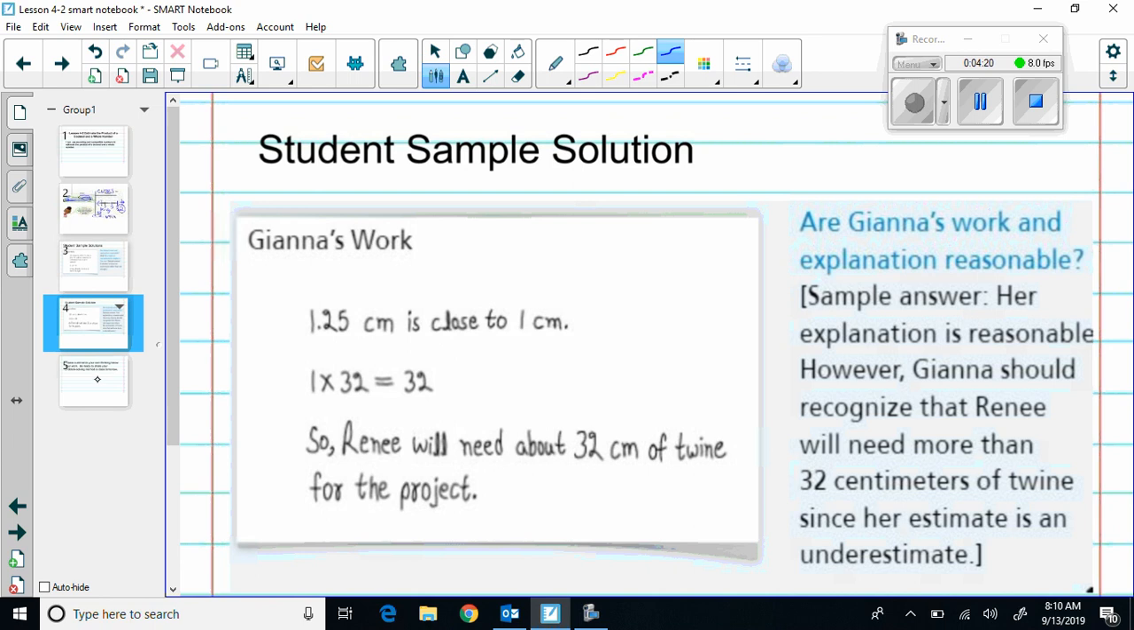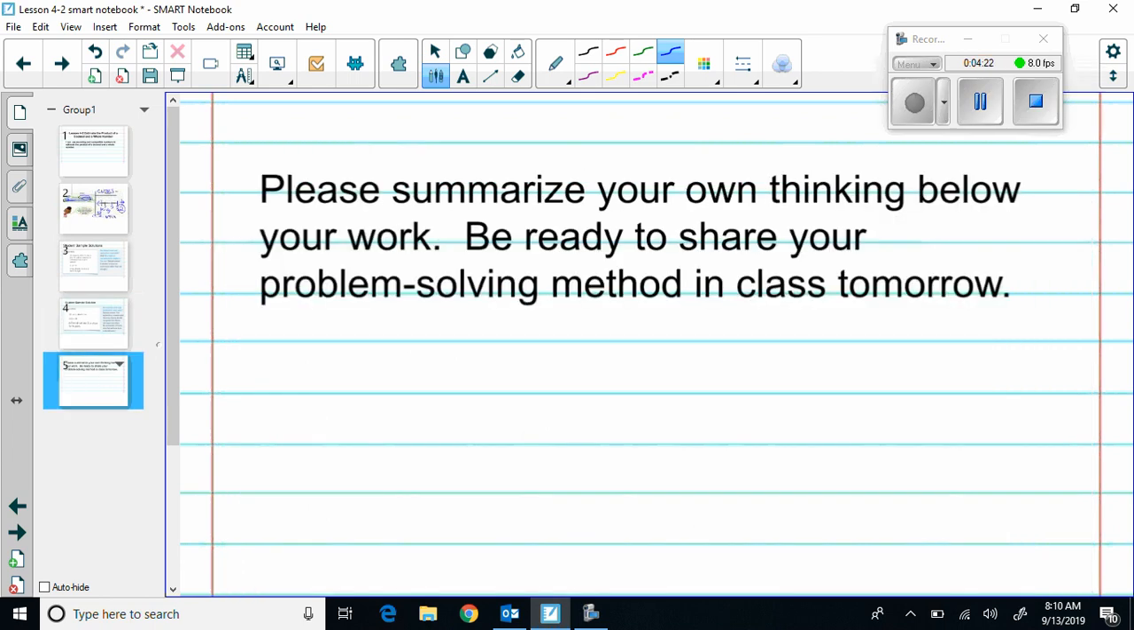Oh, this was a fun one tonight. So what I want you to do is summarize if you chose to do the underestimate and went with 1 times 32 and why. Maybe it's because it was just closer to 1. Or if your thinking was, I don't want her to be short, so I'm going to do the overestimate and bump it up to 2 just because of the story problem. So come back to school tomorrow and be ready to share.